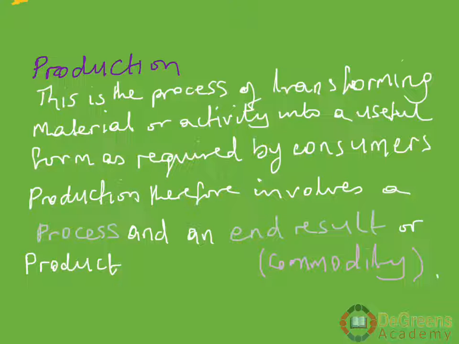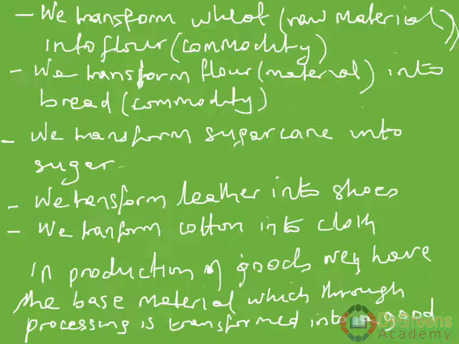Let's start with production. Production is the process of transforming material or activity into a useful form as required by consumers. So production therefore involves a process and an end result or a product. That product is known as a commodity. So that is what takes place, and we can look at it deeply.